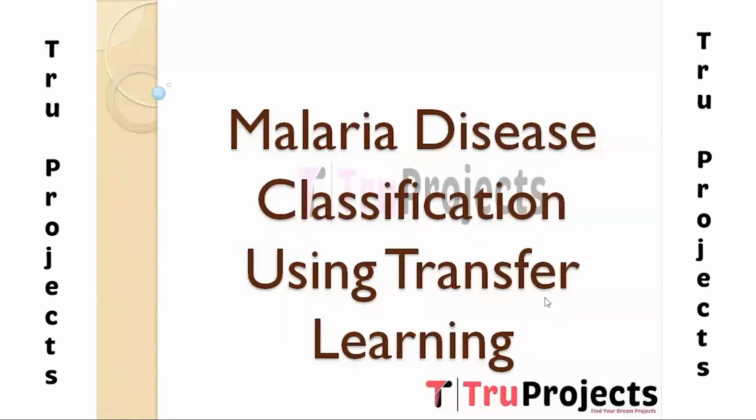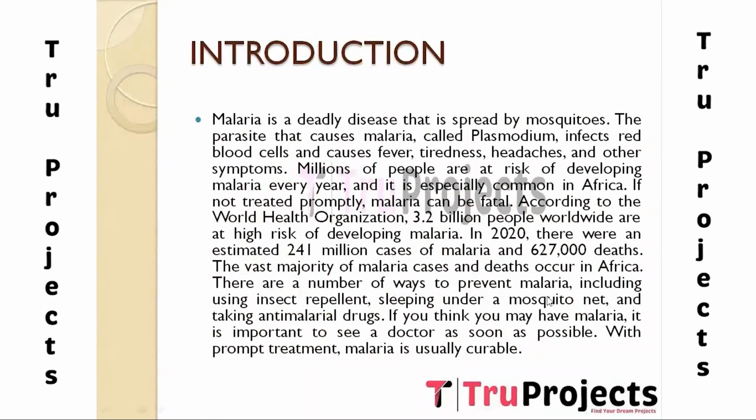Transfer Learning. Malaria is a fatal disease transmitted by mosquitoes, which is caused by the Plasmodium parasite infecting the red blood cells and leading to symptoms like fever, fatigue, and headaches. With millions of people at risk annually, it particularly affects Africa. If left untreated, malaria can have deadly consequences.